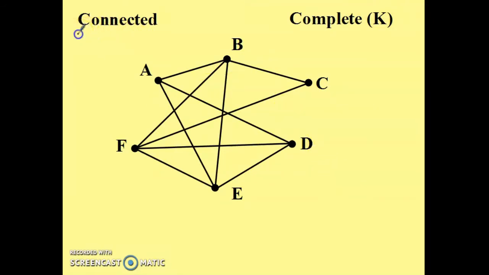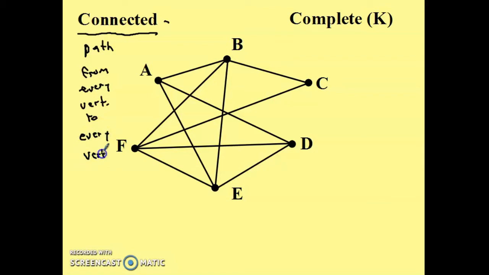All right, connected. A graph is said to be connected if there is, and we're going to talk about this word later, but if there's a path from every vertex to every vertex. In other words, if you're at A, can I get to B? Sure, that just takes one edge.